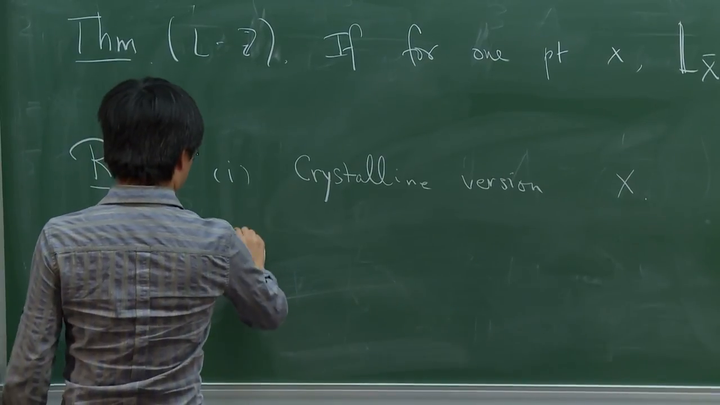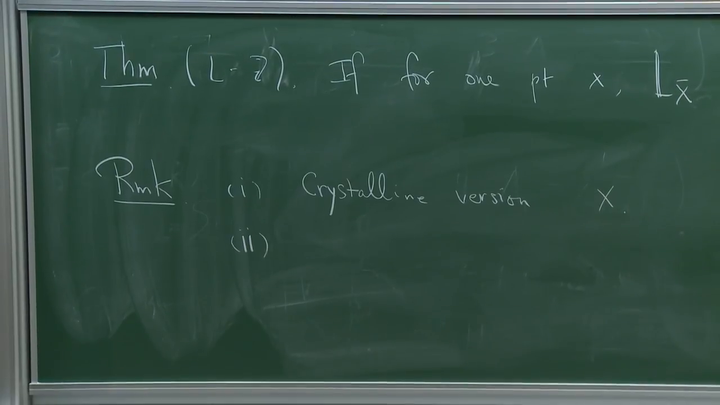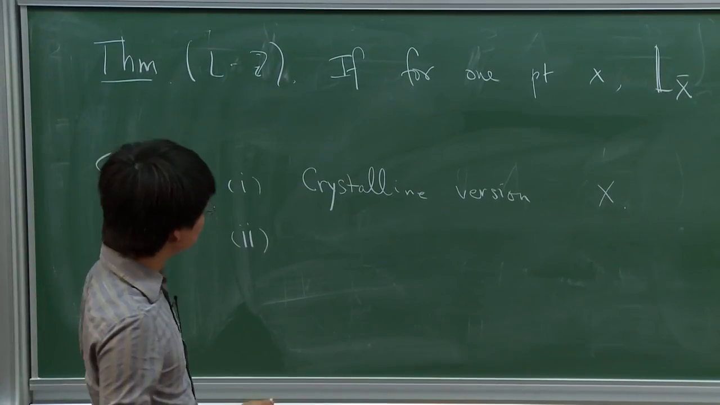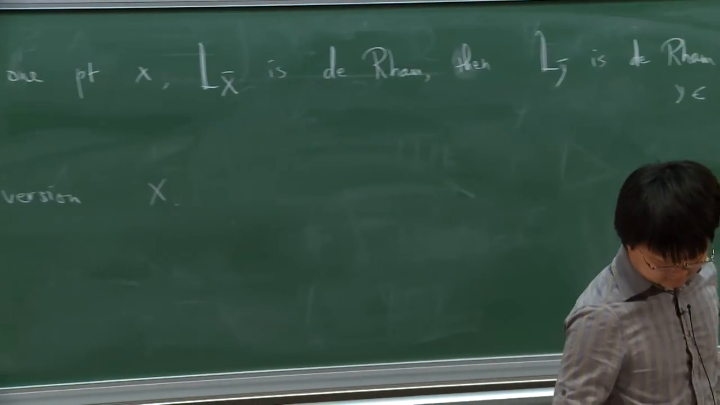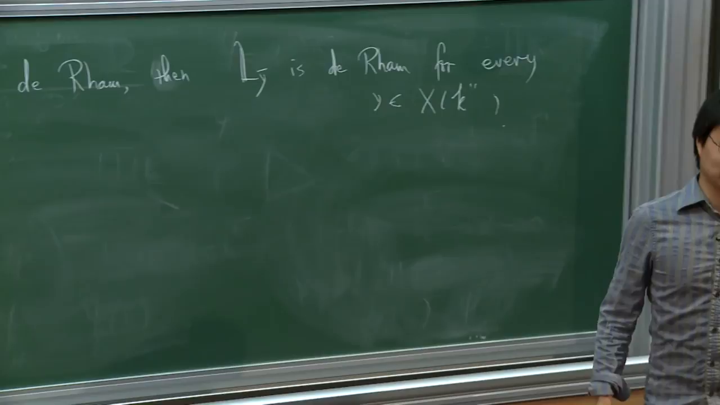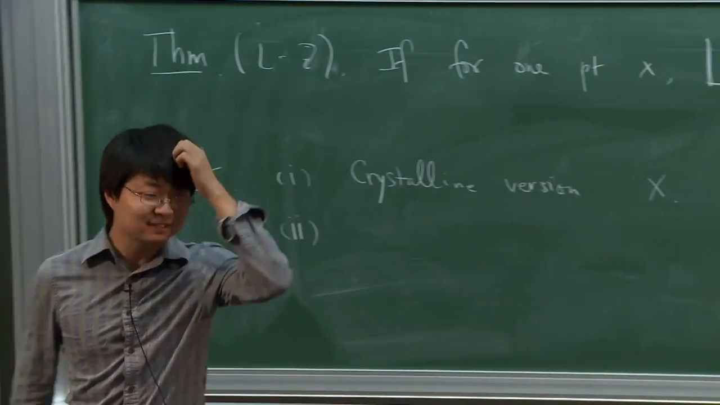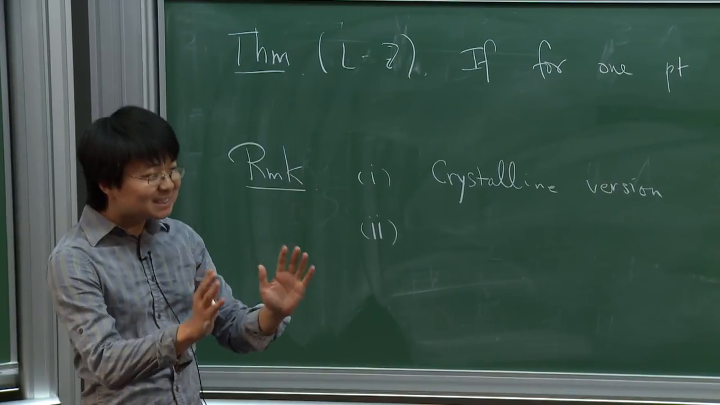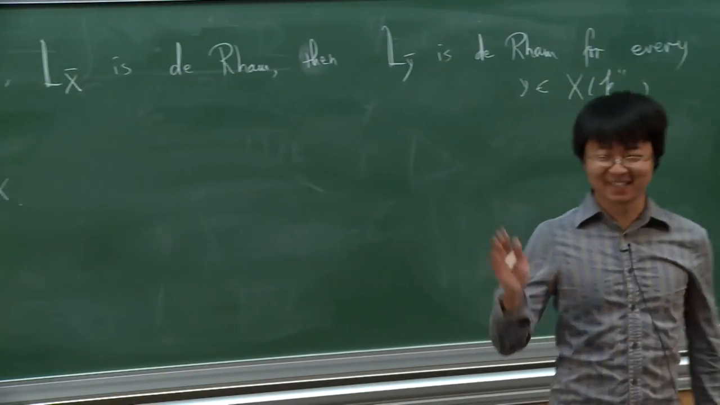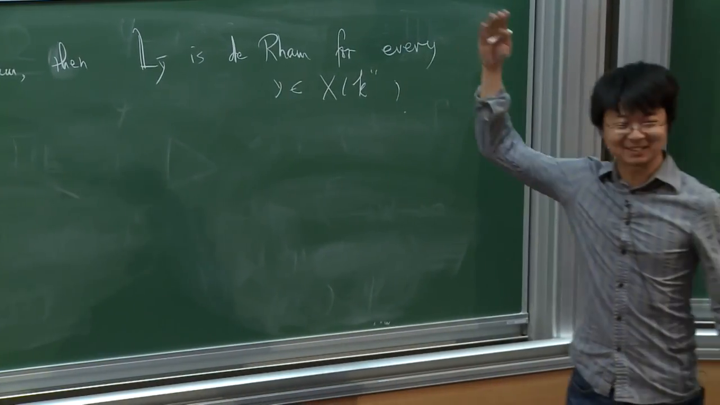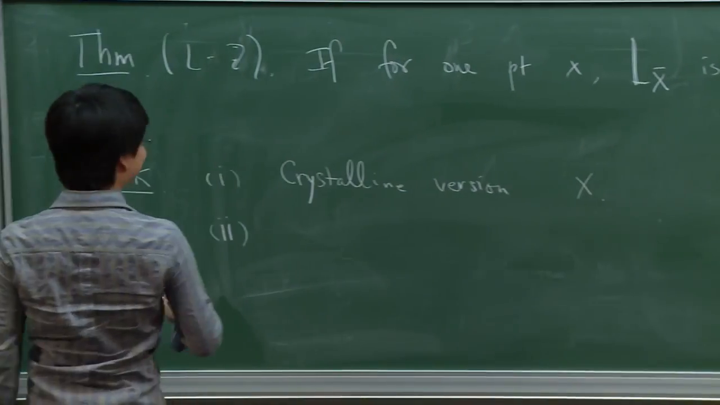The second is what about the semi-stable case? I don't know. It should be correct, but I just understand what p-de Rham is so far. Maybe later, after I understand more sophisticated p-adic rings, it could be.